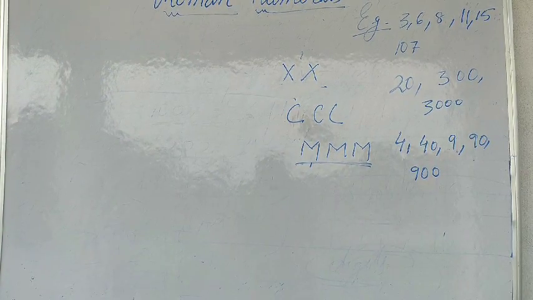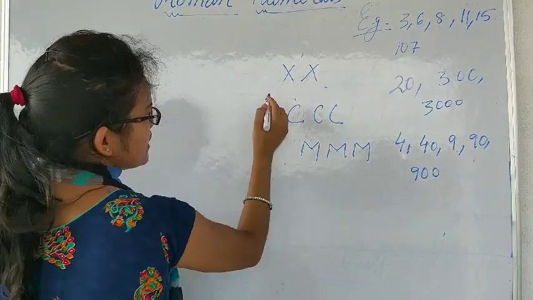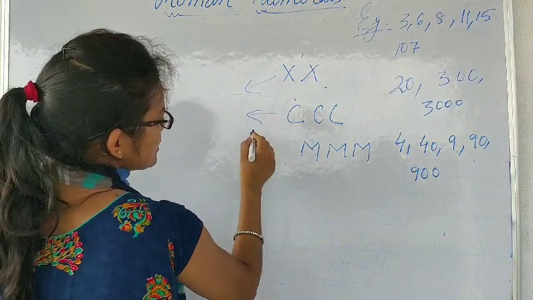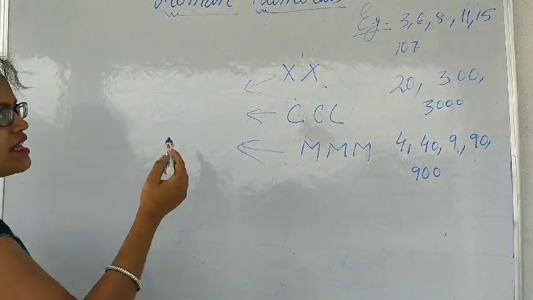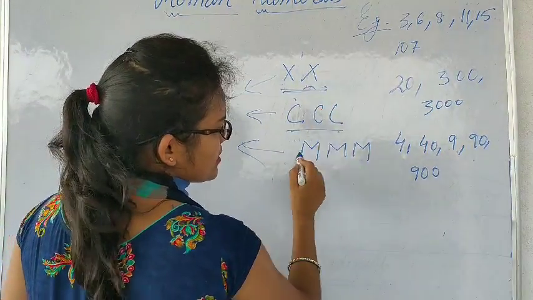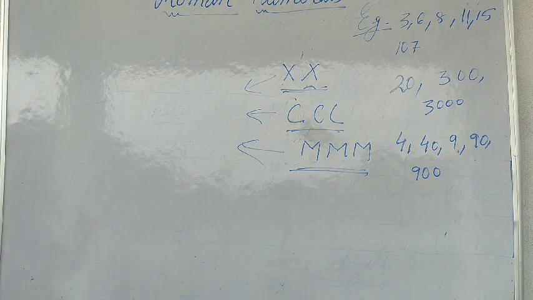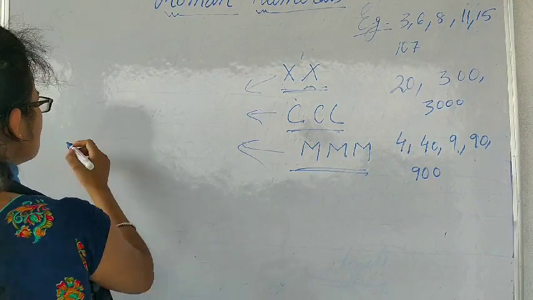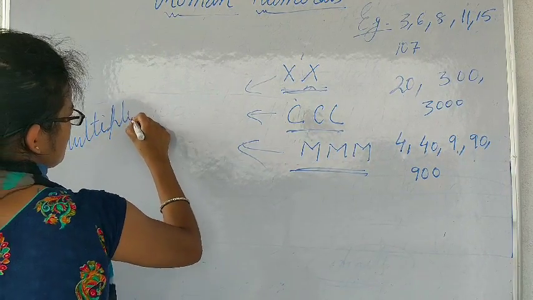So when can we use multiplication rule? We have used multiplication rule in obtaining these 3 numbers. So when a symbol is repeated again and again, here 2 times, 3 times, 3 times, so when the symbol is repeated again and again, we'll use multiplication rule.